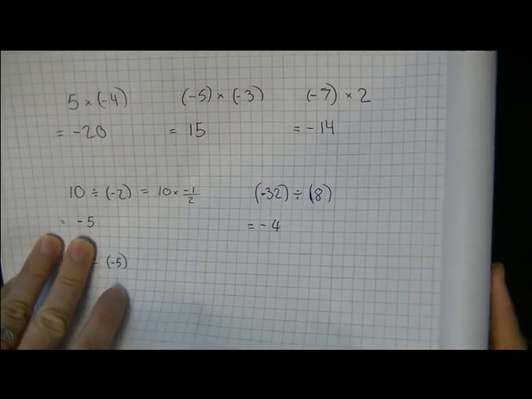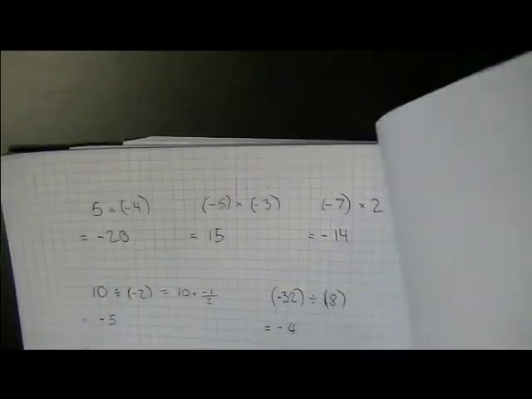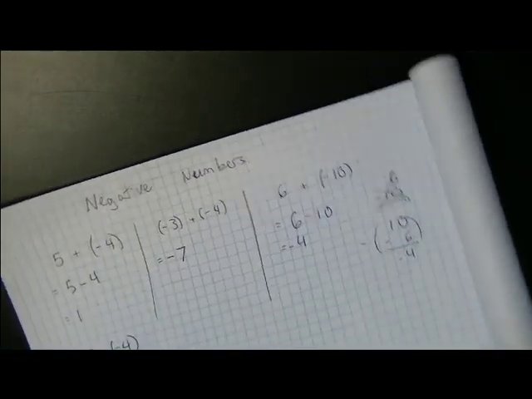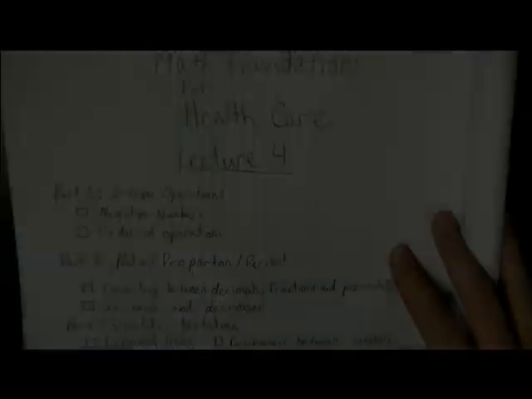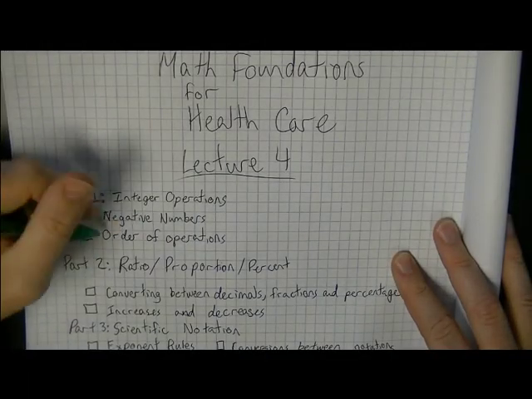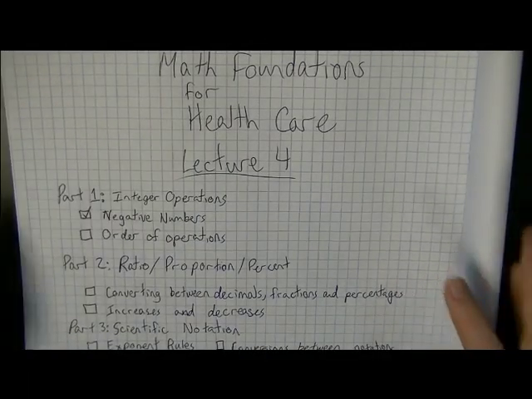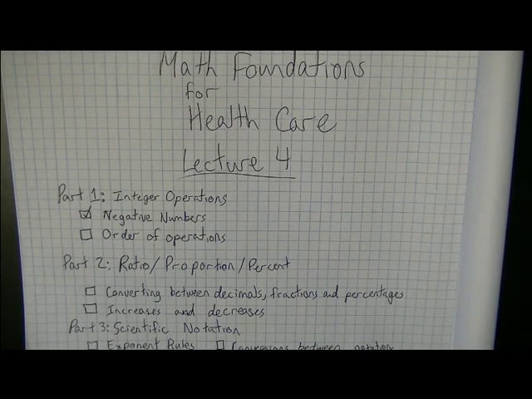Thus, we are done discussing negative numbers and how they work. So we can check that. Okay, so we're checking off negative numbers. On to order of operations. Here we go.